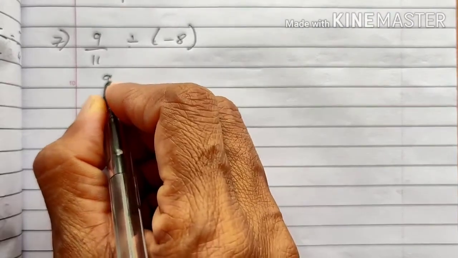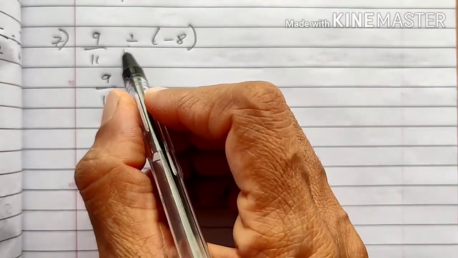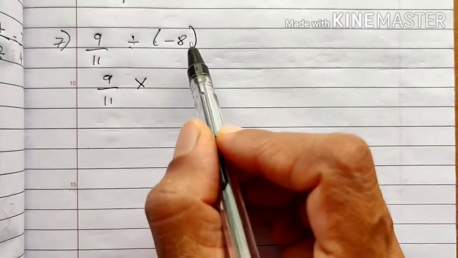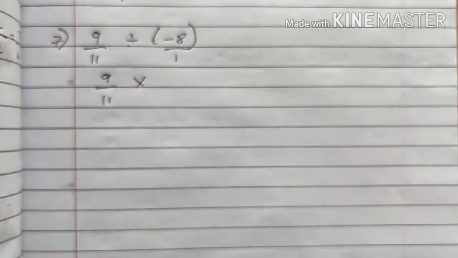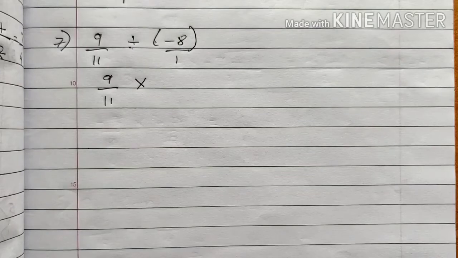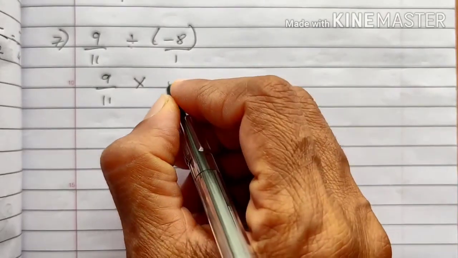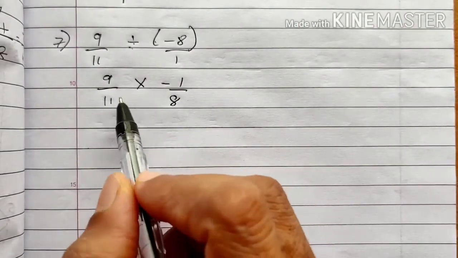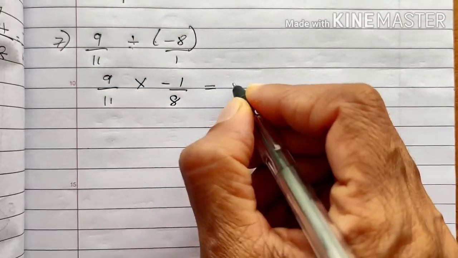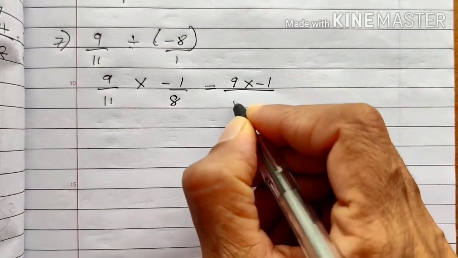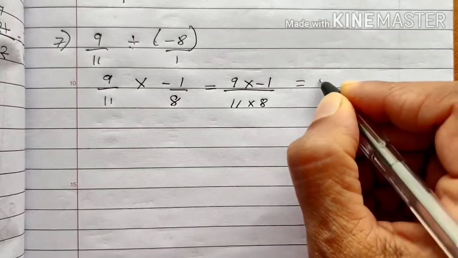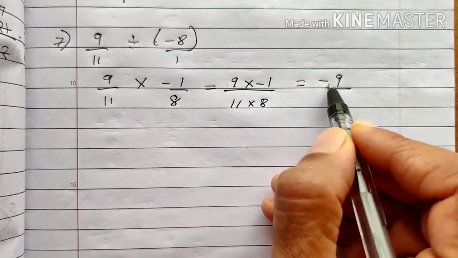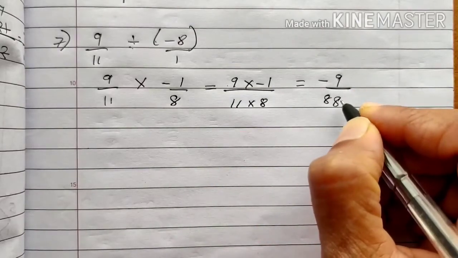The next one, you have 9 upon 11. Convert the division into multiplication sign, okay, and take the inverse of the other. So minus 8 is nothing but minus 8 upon 1, okay, which you can write as minus 8 as well. Now what is the inverse of this? It's going to be minus 1 upon 8. Are there any common factors that can be cancelled? No, right? So you just write 9 into minus 1 upon 11 into 8. That gives you 9 into 1, minus into plus is minus, okay, and that gives you minus 9 upon 88.